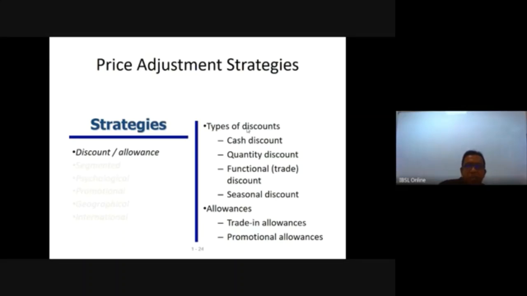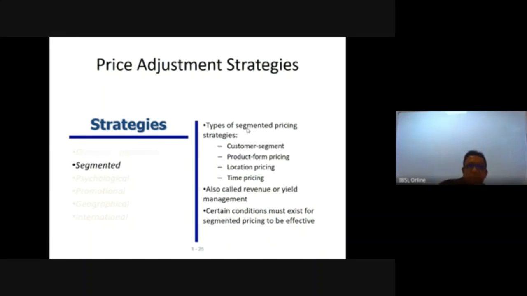And so these are some price adjustment strategies. Types of discounts: you have cash discount, quantity discount, trade discount, seasonal discount, allowances, promotion. These are various types of pricing strategies or tactics that manufacturers use.